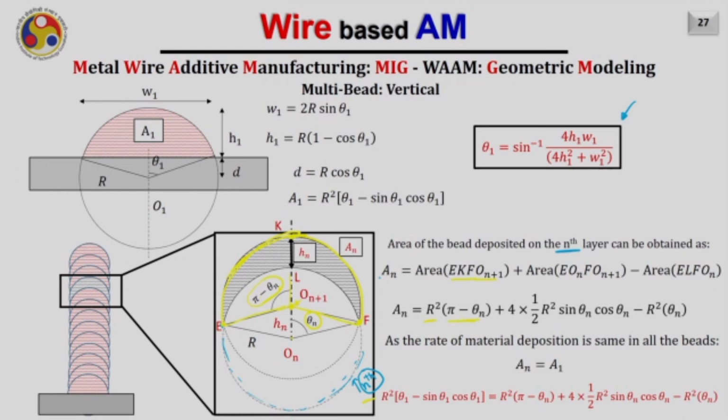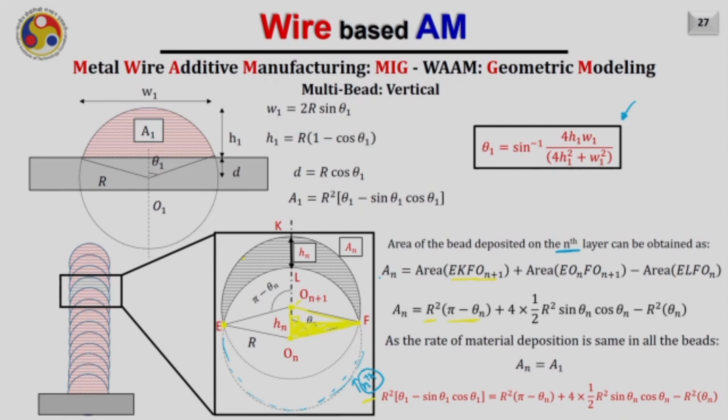Once I know this area, now I can obtain the area E O n F O n plus 1. Here, first of all I will divide this area into half. So, this much I am interested in first of all, and further I am interested only in half of it. This angle will obviously be 90 degrees, and now I am interested only in this area.